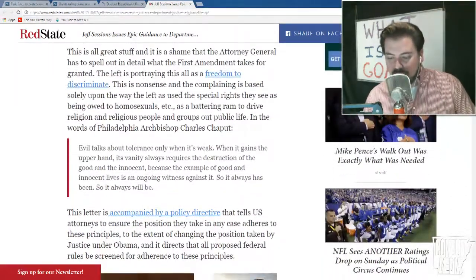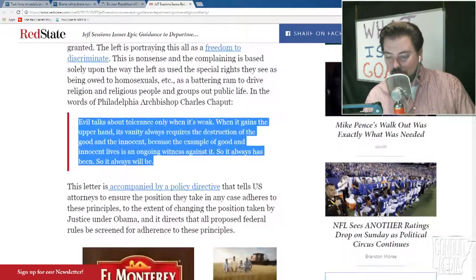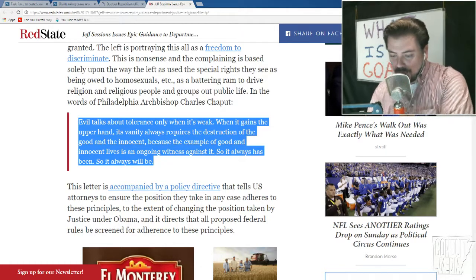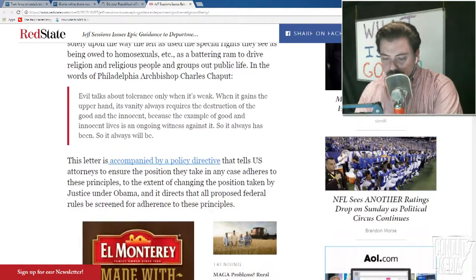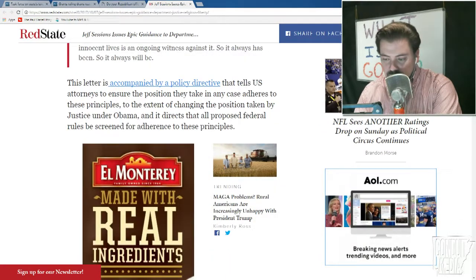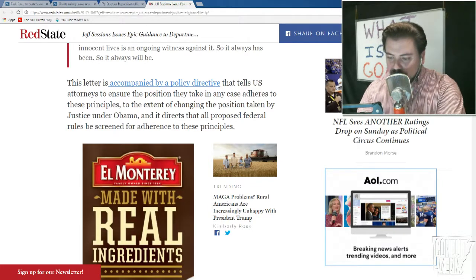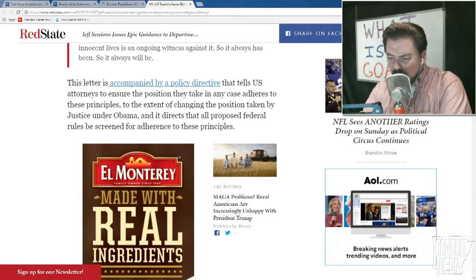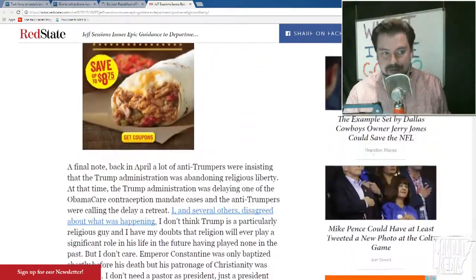When it gains the upper hand, its vanity always requires the destruction of the good and the innocent, because the example of good and innocent lives in an ongoing witness against it. So it always has been, so it always will be. This letter is accompanied by a policy directive that tells U.S. attorneys to ensure the position they take in any case adheres to these principles, to the extent of changing the position taken by the Justice Department under Obama. And it directs that all proposed federal rules be screened for adherence to these principles. Big deal.